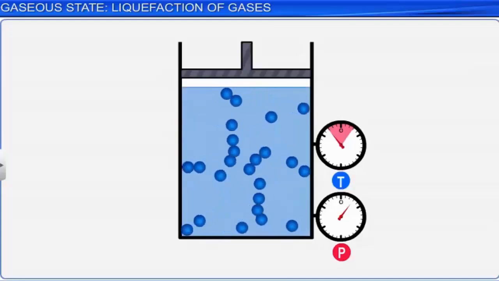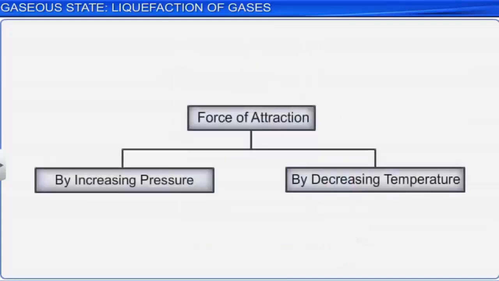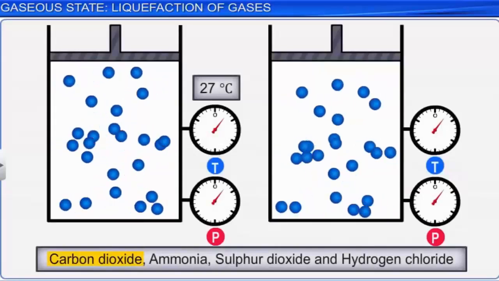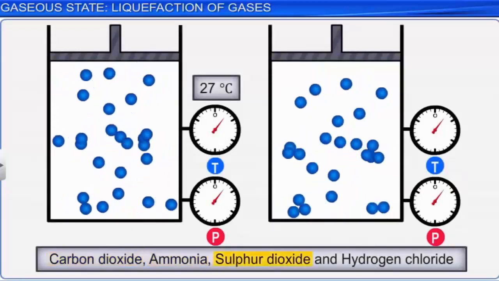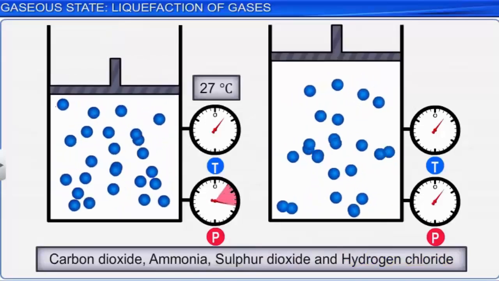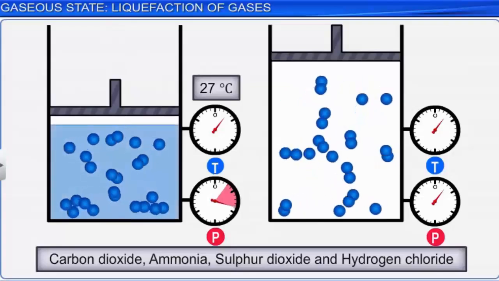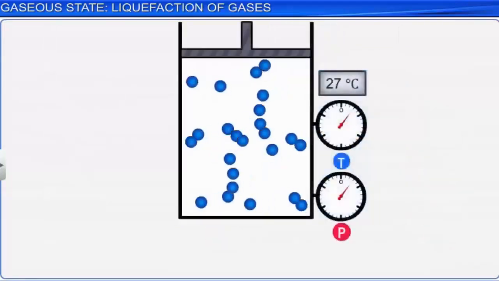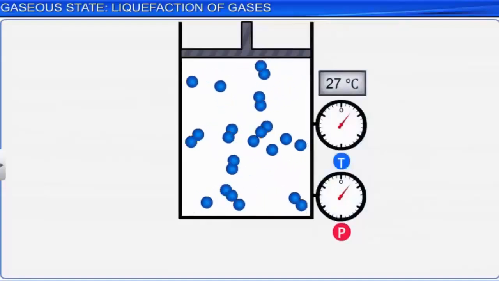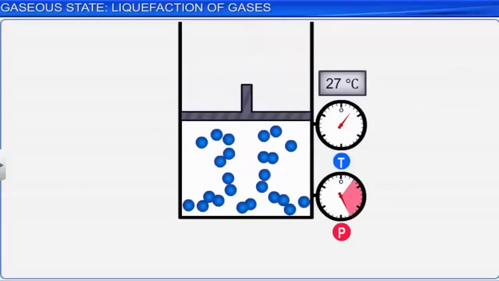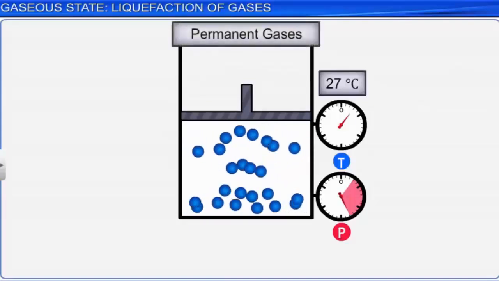Sometimes, we need to use a combination of both methods to liquefy a gas. For example, carbon dioxide, ammonia, sulfur dioxide, and hydrogen chloride can be liquefied either by increasing the pressure or by decreasing the temperature. There are some gases, however, which cannot be liquefied at room temperature even at very high pressure. These gases are called permanent gases.